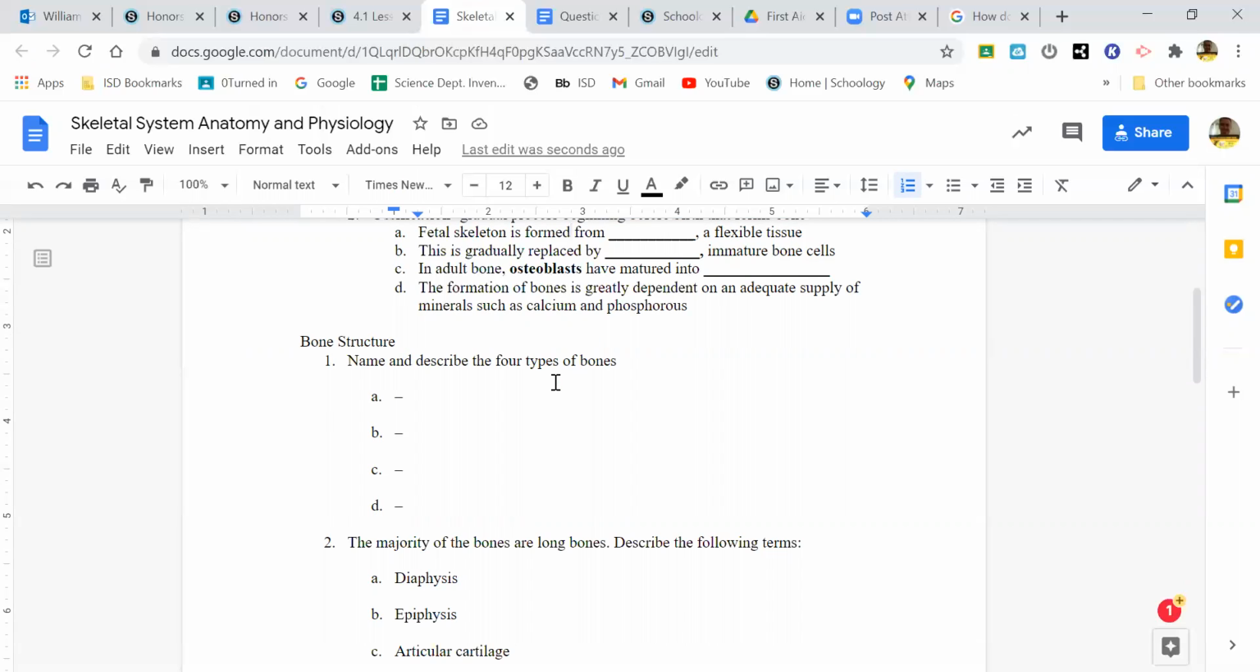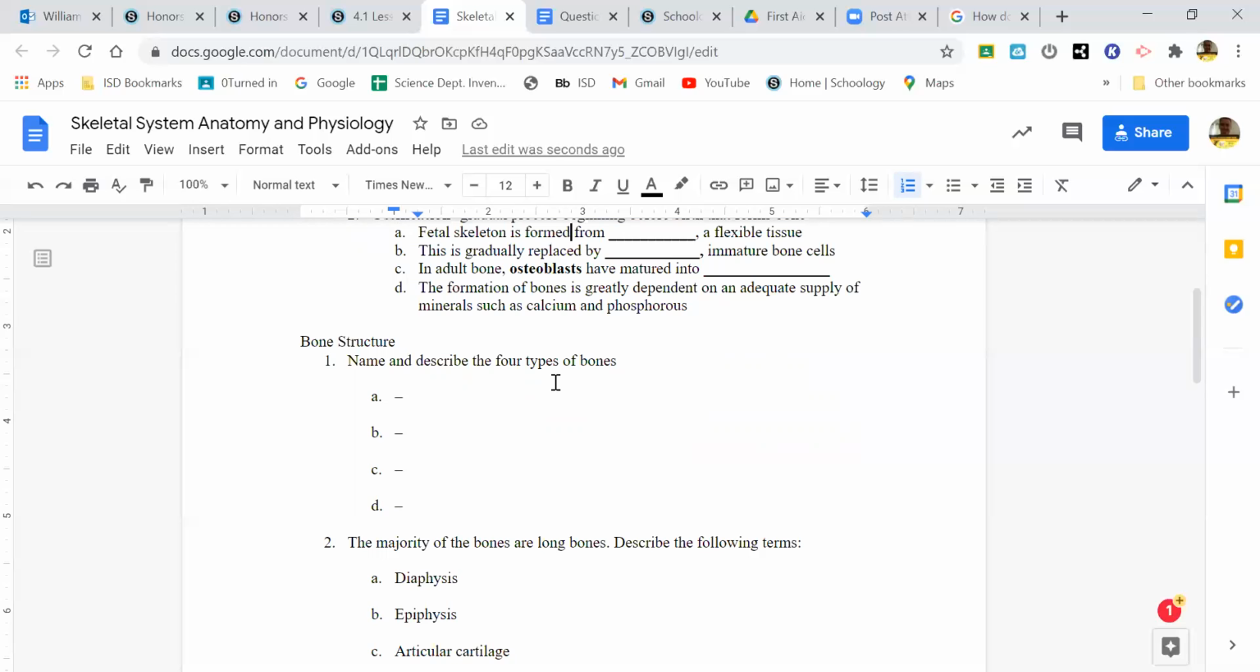Bone structure. Name and describe the 4 types of bones. Long bones are longer than they are wide. Think of the humerus and the femur. They're long, but they're not wide. Short bones are as long as they are wide, so their length is almost equivalent to their width. Think of the bones in your hand and your foot.